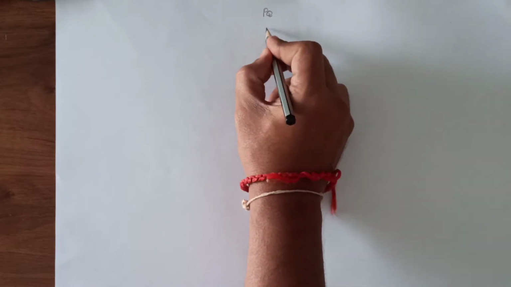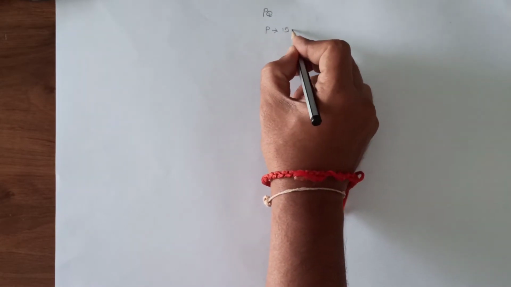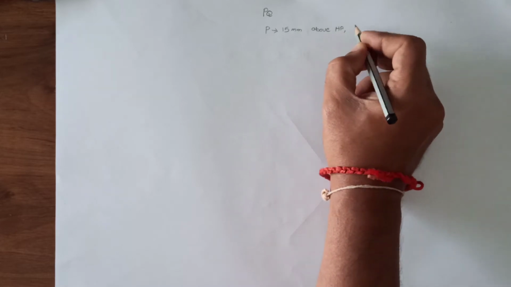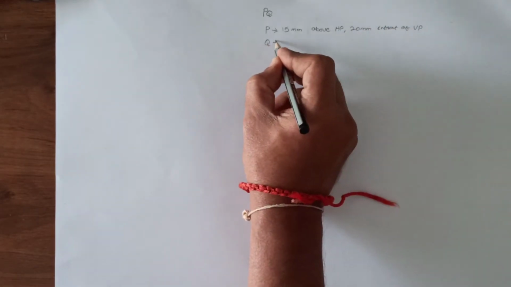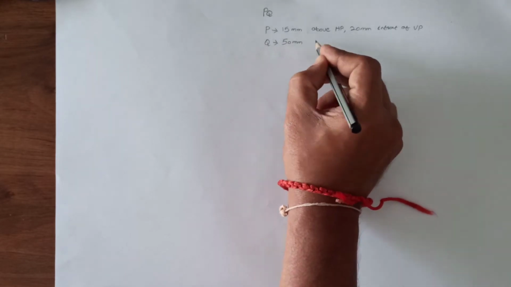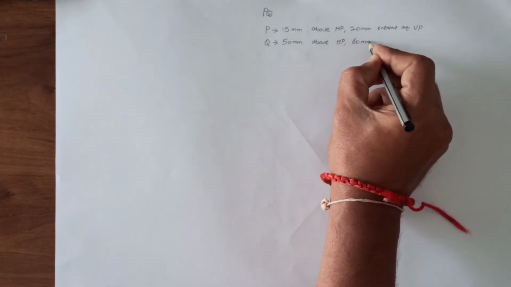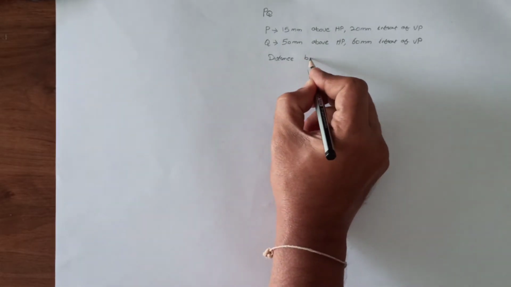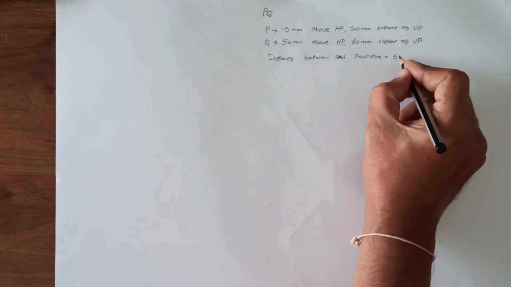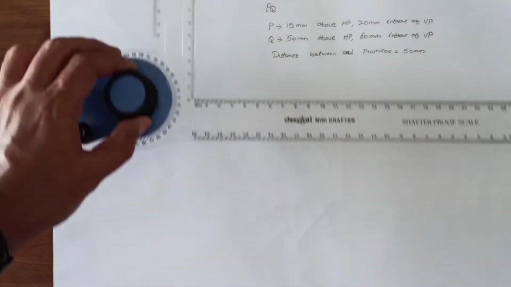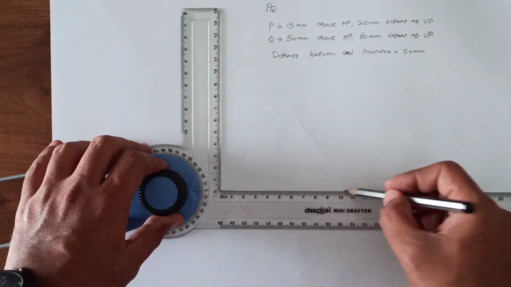First, mark the given data, that is the line PQ, and the point P is 15 mm above HP and it is 20 mm in front of VP. The other point Q is 50 mm above HP and 60 mm in front of VP. Here you are also given the distance between end projectors as 50 mm. The first step of the problem is to draw the reference line. Here the reference line will be the 0 degree line.